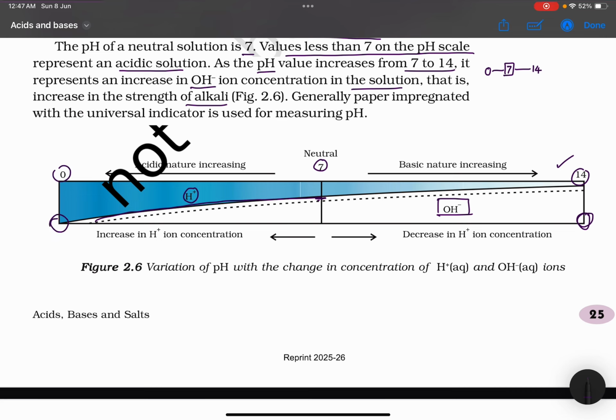But remember, bases also contain H plus, and acids also contain OH minus. In the case of bases, OH minus concentration is more than H plus. In the case of acids, H plus concentration is more than OH minus. Both will be there, H plus and OH minus. But H plus concentration is more than OH minus in acids, and OH minus is more than H plus in bases.